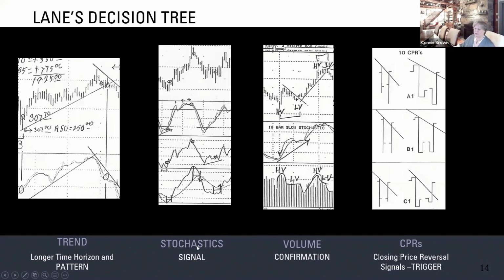Then he would confirm stochastic signals with volume. And volume, he taught me, is a relative comparison. It's very different than when we see charts and we see declining volume versus rising volume in a longer horizon portfolio. This is trading. And then he would have 10 CPRs. CPRs are closing price reversal signals.